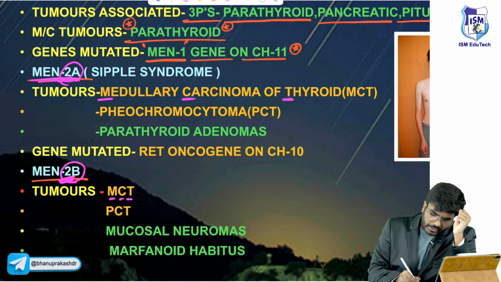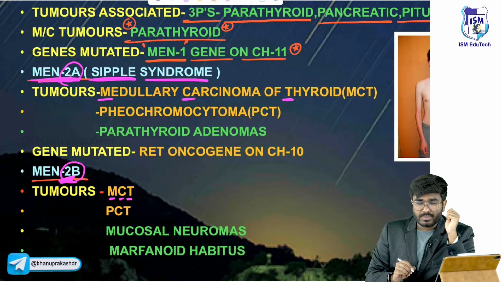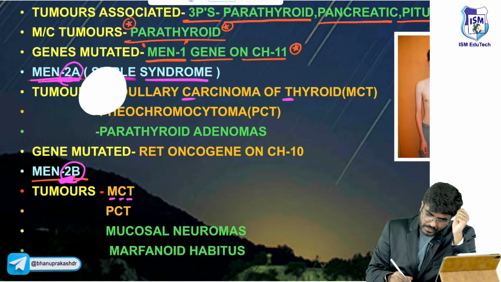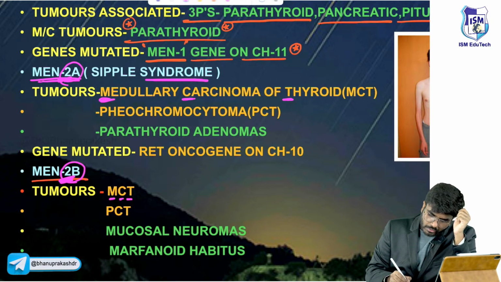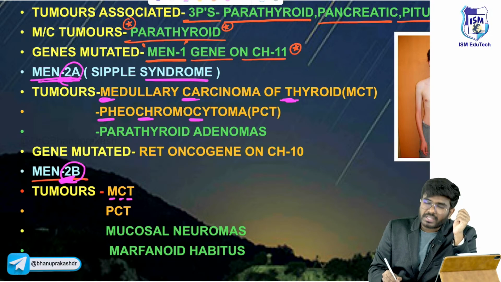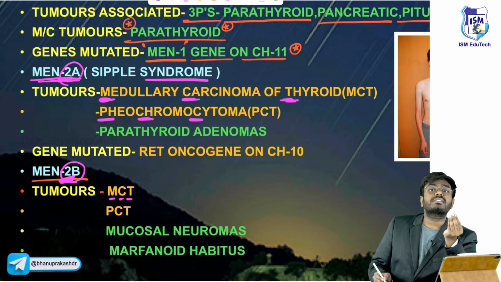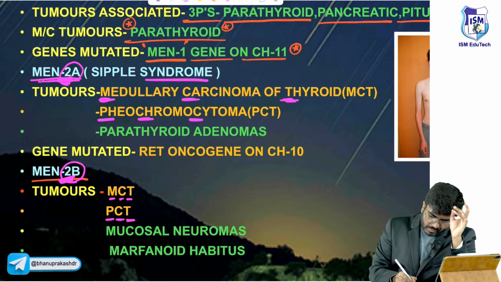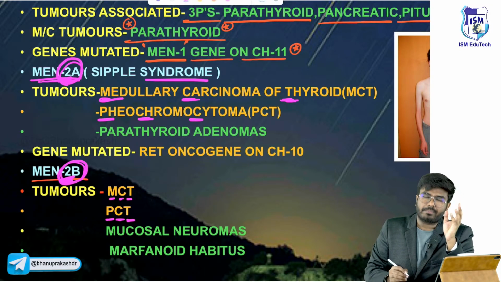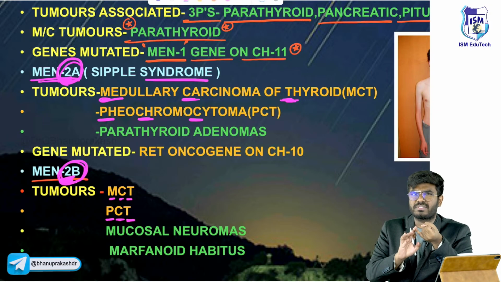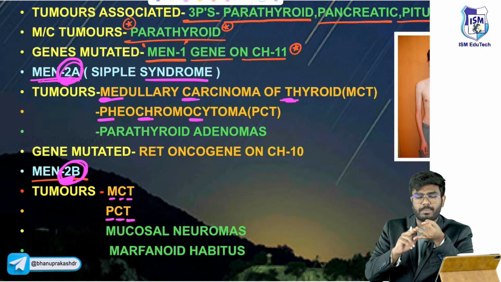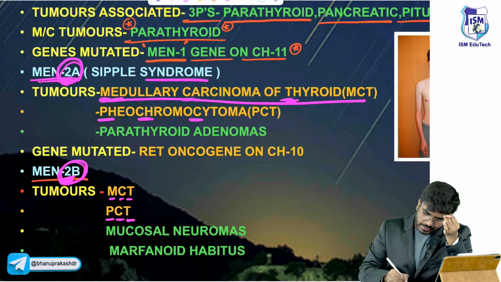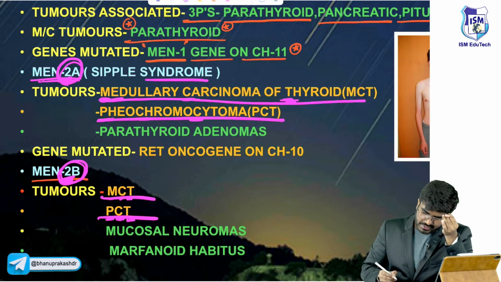So MEN2A is also called Sipple syndrome, where the patient is going to have MCT, medullary carcinoma of thyroid gland, and pheochromocytoma. Just now we discussed pheochromocytomas. So pheochromocytoma here also. Both in 2A and 2B, these are common. Remember it like MCT and PCT. MCT and PCT are common in both.